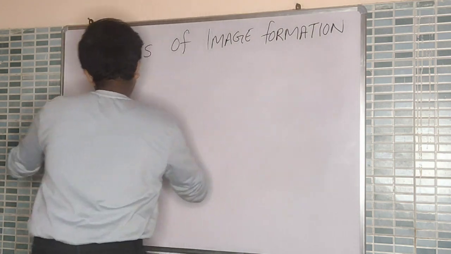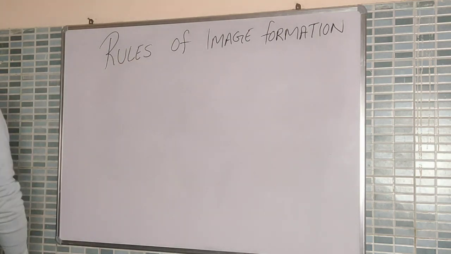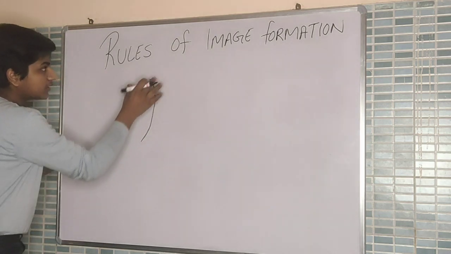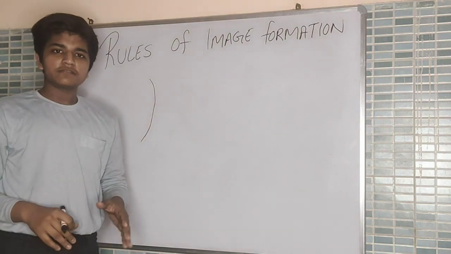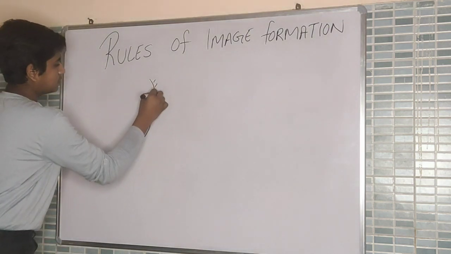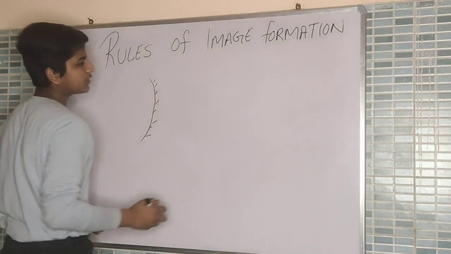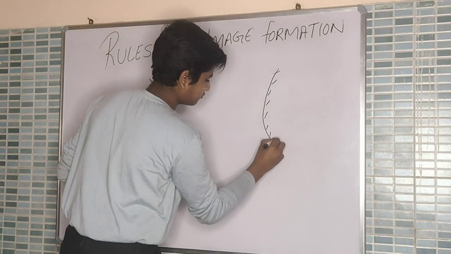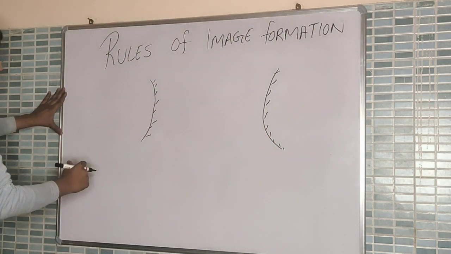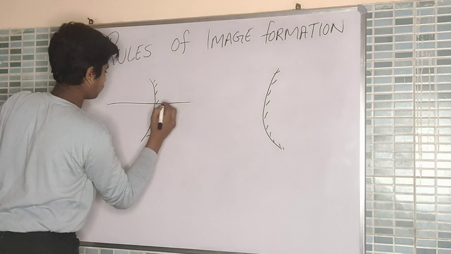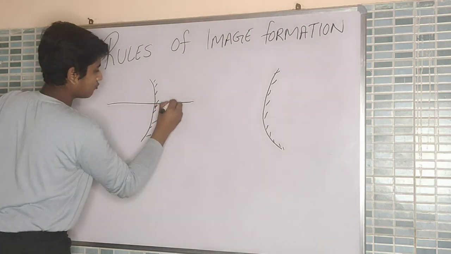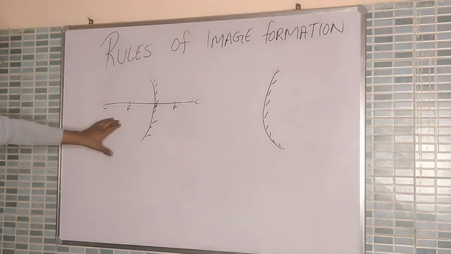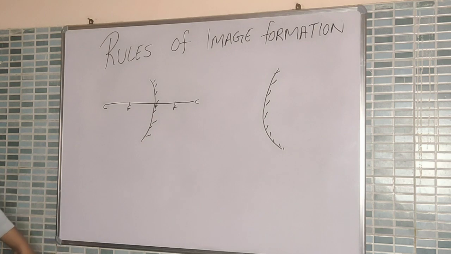So now we'll be studying further about what the rules of image formation are. So the first rule of image formation is in a concave mirror. We'll be studying all these rules separately for concave and convex mirror. This is a concave mirror and this is a convex mirror. P, center of curvature, focus, center of curvature. Never forget that focus is half of the radius.